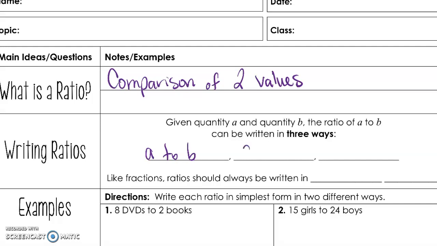Another way you can do it is you can put a colon in between. So A and then your two dots for your colon and then B. That's probably one of the most used ways to write ratios. A lot of times, like in a newspaper or anything like that, if there's a ratio, that's how it's shown. The other way is just an actual fraction, so A over B.